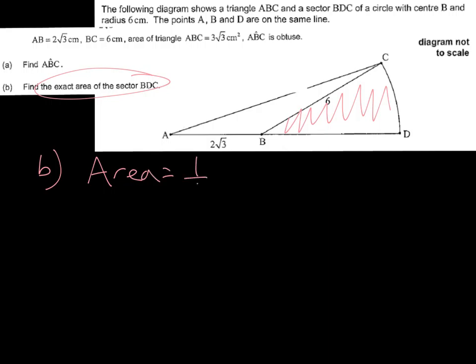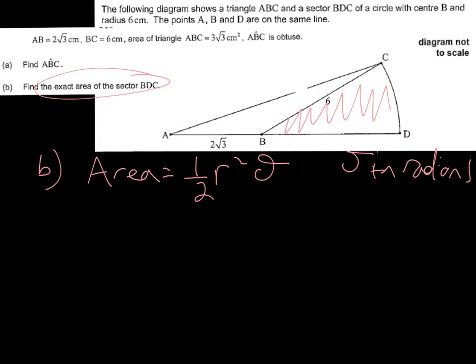In part B, then, we're asked to find the exact area of the sector BDC, which is this here. So you can see now why in the previous part we actually expressed the answer in radians, because there is a nice simple formula for finding the area of a sector when your angles are in radians. And that formula, again from the booklet, is going to be area equals half r squared theta, where importantly theta is in radians. So let's have a look at this.